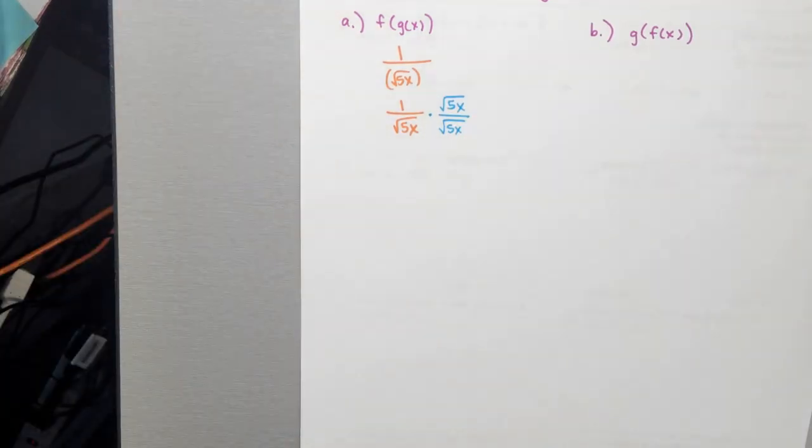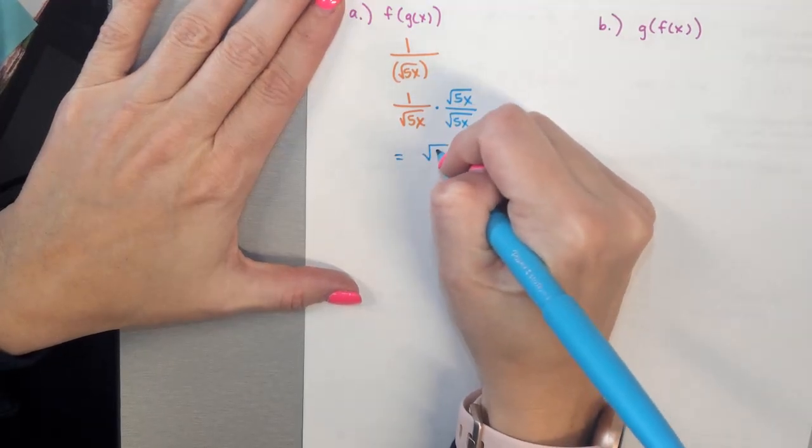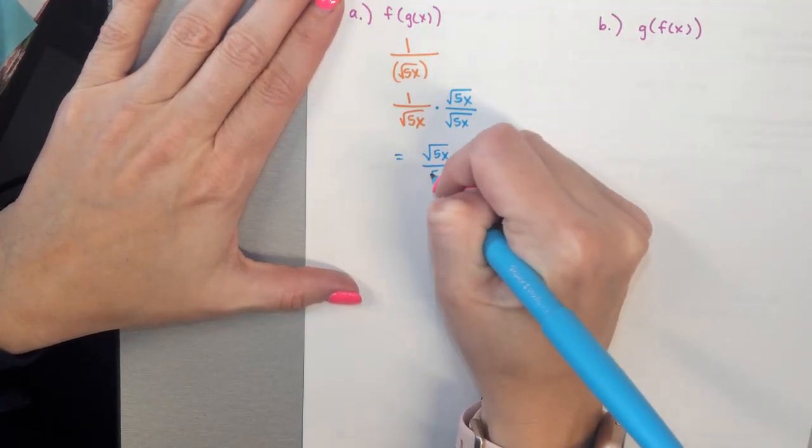Okay, so the reason why you have to multiply by the same thing on the numerator and denominator is because this is 1. And if you multiply something by 1, you always get that same thing, so the value doesn't change. When you do this, you're going to get the square root of 5x over 5x.